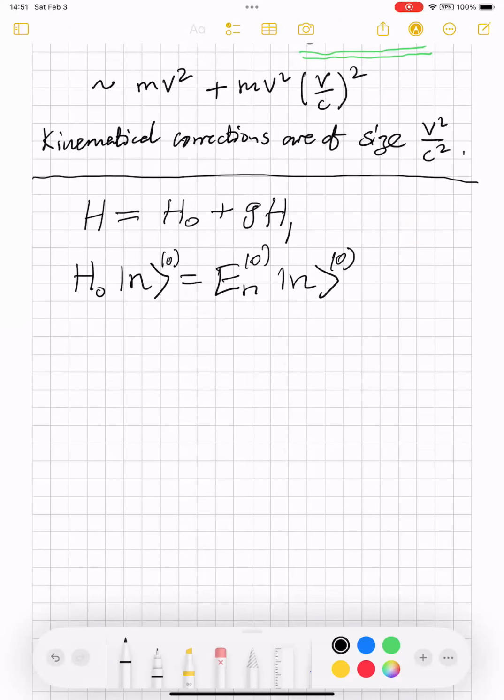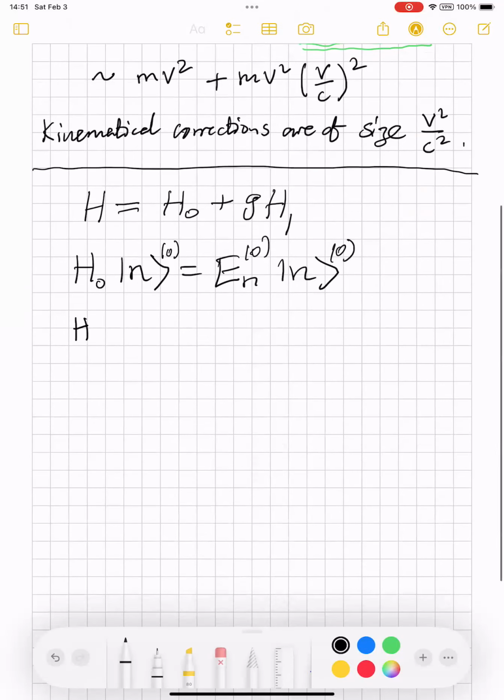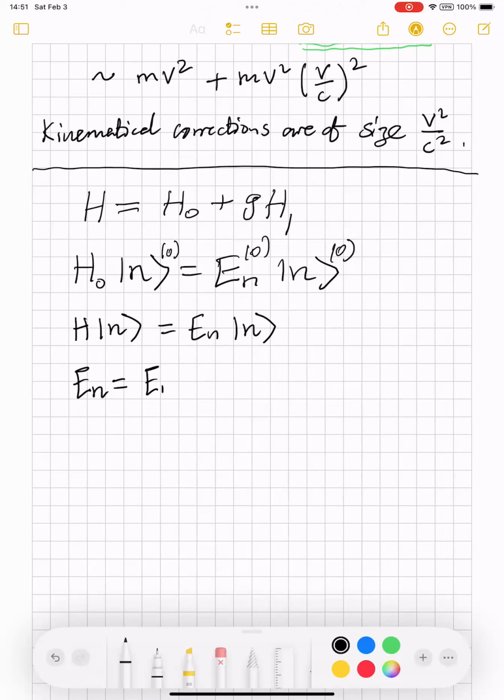The problem that we actually want to solve is the energy eigenvalue problem of the full Hamiltonian. And we know that En, if we're doing perturbation theory, we'll be expressing En as a series. The first term is just the unperturbed energy, but then there will be a correction proportional to the coupling G, another correction proportional to the coupling G squared, and so it continues.